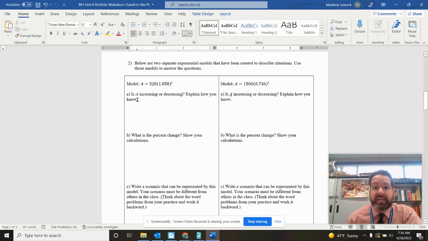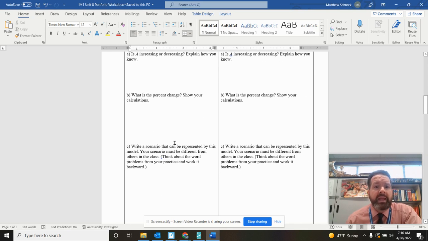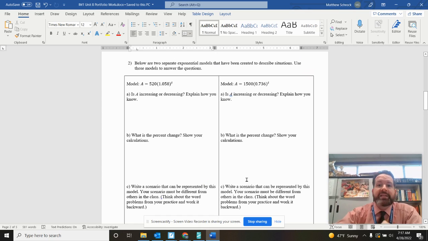So I need you to tell me, in each case, is the A increasing or decreasing? Is the percentage change? And what could be a scenario? So this is going to be like words. You're going to write basically a sentence or two about a situation that would then lead to the equations that are given in parts A and B.